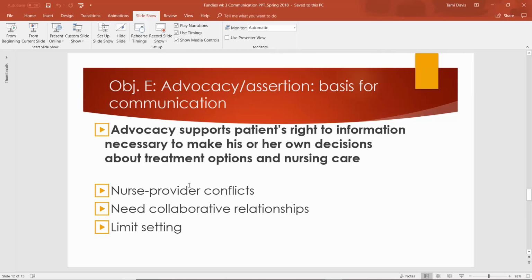And the last thing there is limit setting. And what this means is that sometimes we have to set limits for our patients to keep them safe. So an example would be if you have a patient that's a fall risk, we're going to set the limit that you can't walk down the stairs because we don't want you to fall.